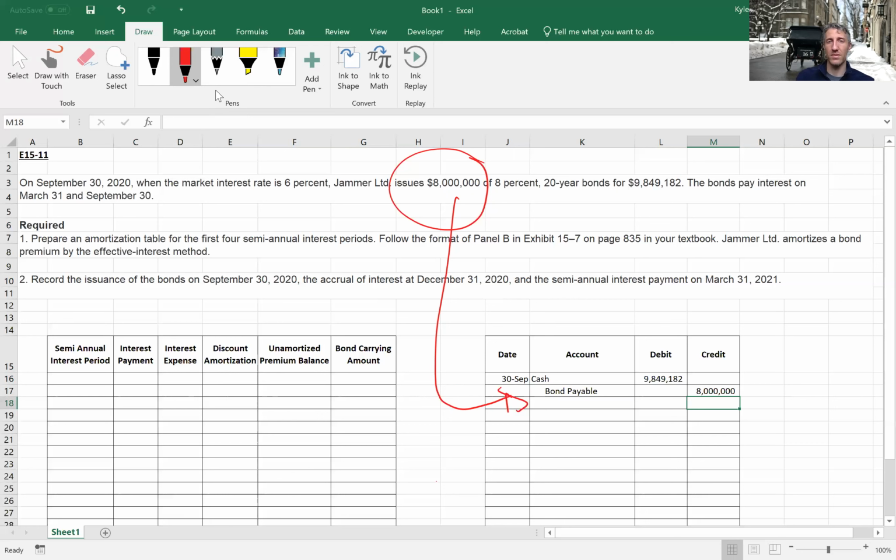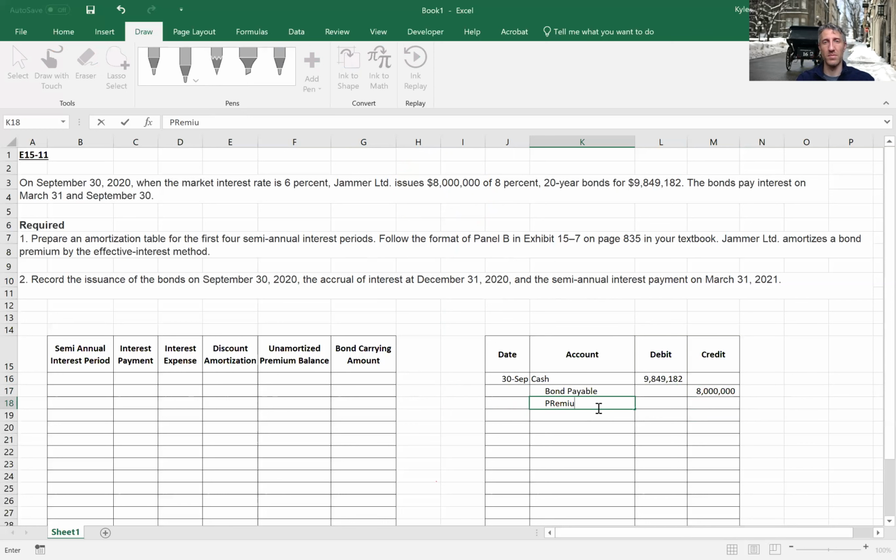Now, you'll notice here, these don't match. Obviously, my debits don't equal my credits. My journal entry is incomplete. What I need to do is also recognize what's called a premium on bonds payable, to balance my journal entry.